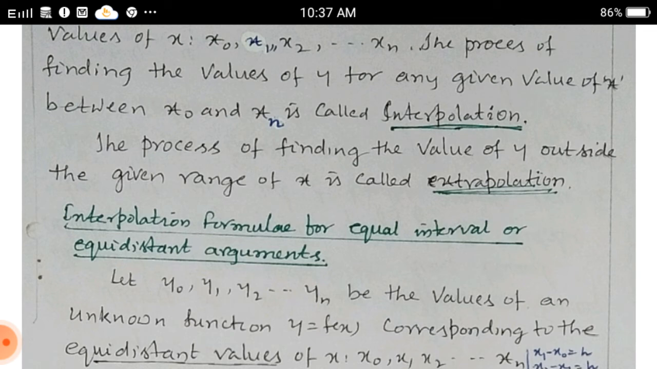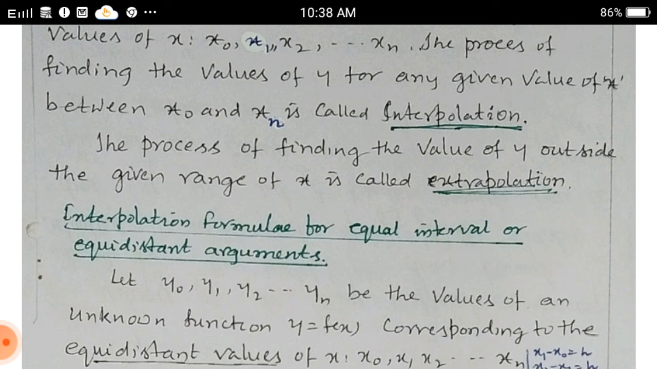So we will learn two formulas. And also remember one more definition: the process of finding a polynomial f of x, and finding the value at any x through f of x, is called interpolation. Let me learn this through an example.